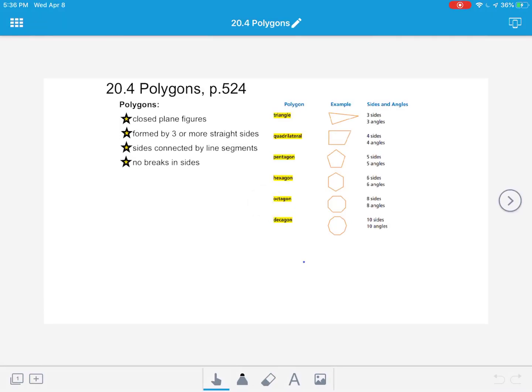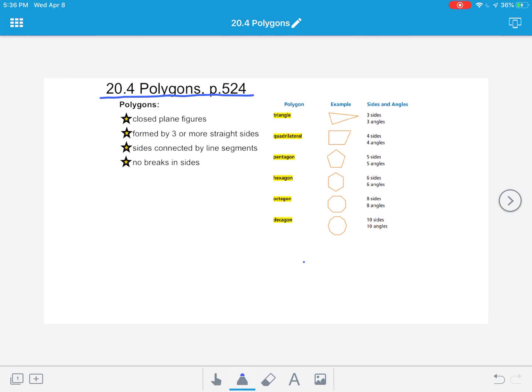Hi, fourth grade. We're going to continue with our last lesson of the week in chapter 20. We'll be working today on lesson 20.4, Polygons. If you haven't done so already, please take out your math journal, write in the title of our lesson, 20.4, Polygons, and turn to page 524 in your textbook.